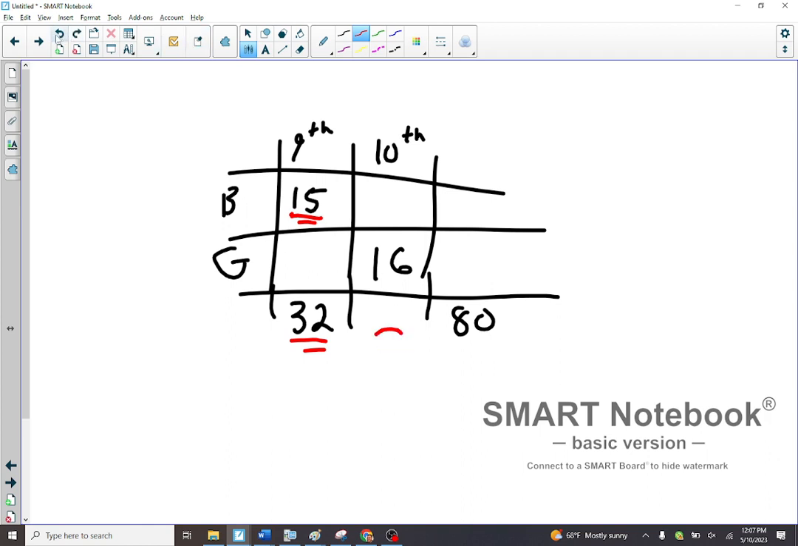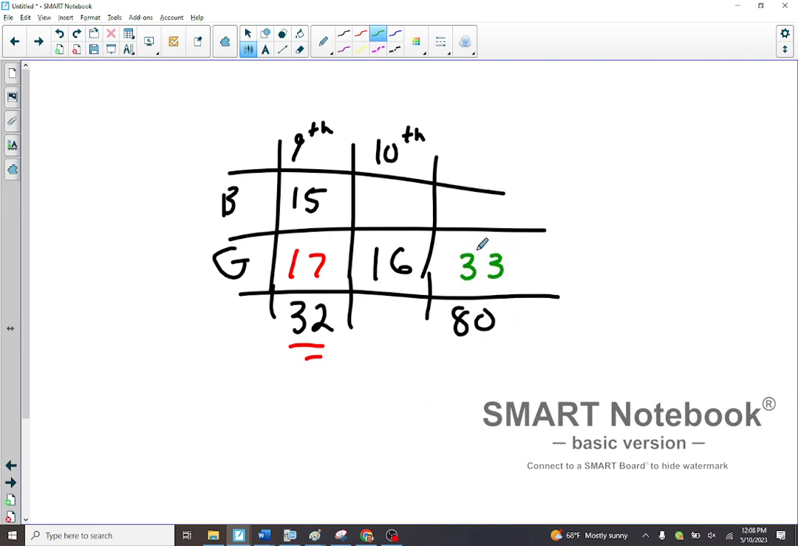For this one, what we're going to do is we have 15 over here. I know there are 32 9th graders because of this number down here. So if I know there's 32 9th graders and this is 15, exactly, which will be 17. You could also think of it as 32 minus 15. If I figure out this is 17, 17 plus 16 will figure out how many girls there are in this case. So 17 plus 16 is 33.